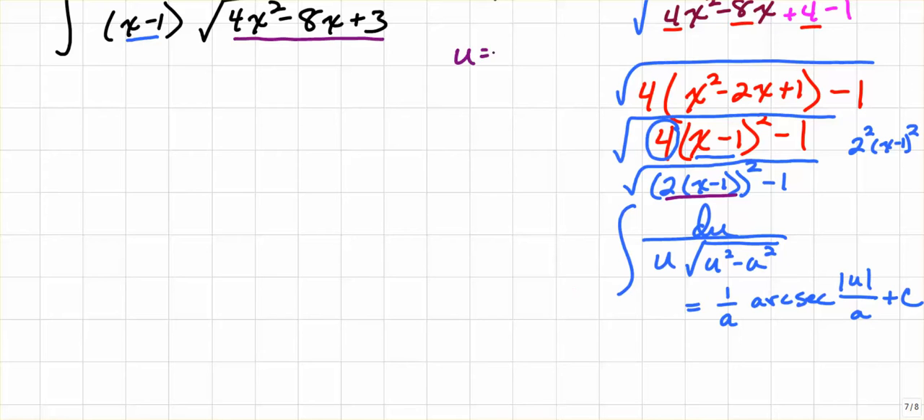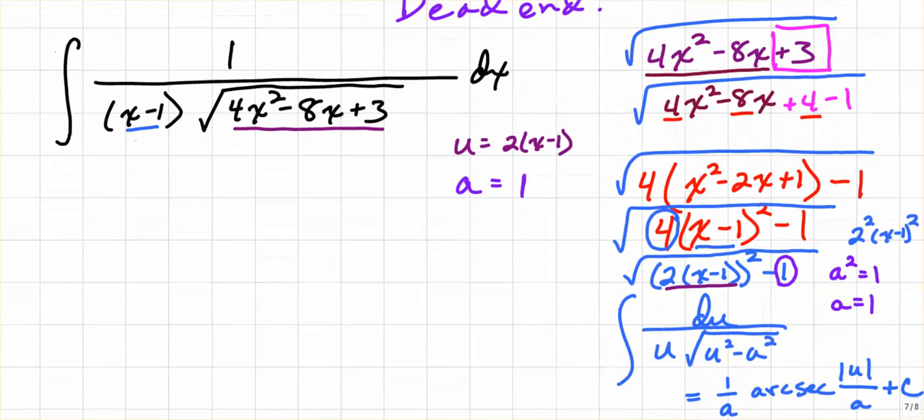U will be equal to 2 times x minus 1, okay, which I can rewrite as 2x minus 2 at some point if I want to. And I also note that a is going to be simply 1, because this right here is my a squared, therefore a is equal to 1.